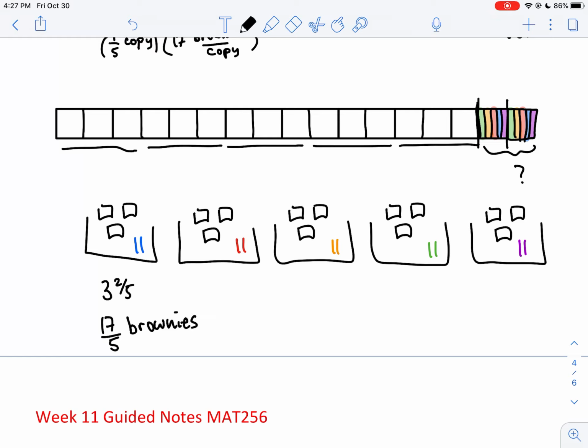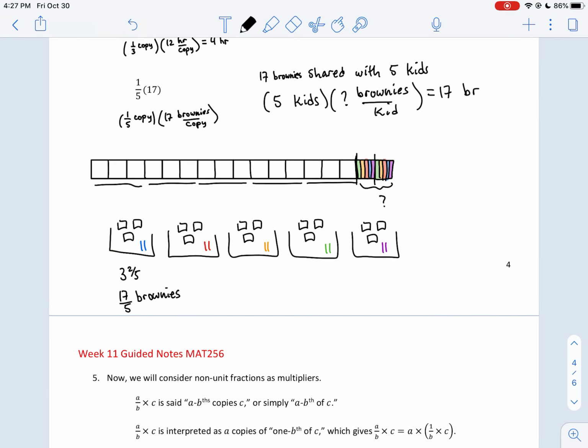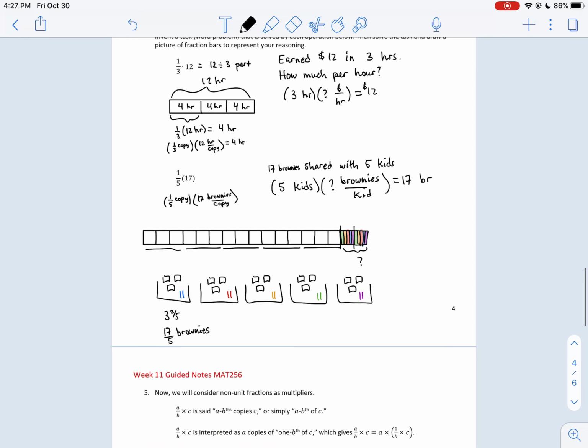Another way to realize that would be the case is, what if you did this color coding thing for all the brownies? You cut all 17 brownies into fifths, and then gave each person a fifth of each of the 17 brownies. So you would have 17 one-fifths that each kid would get. But anyway, each kid gets 17 fifths brownies.